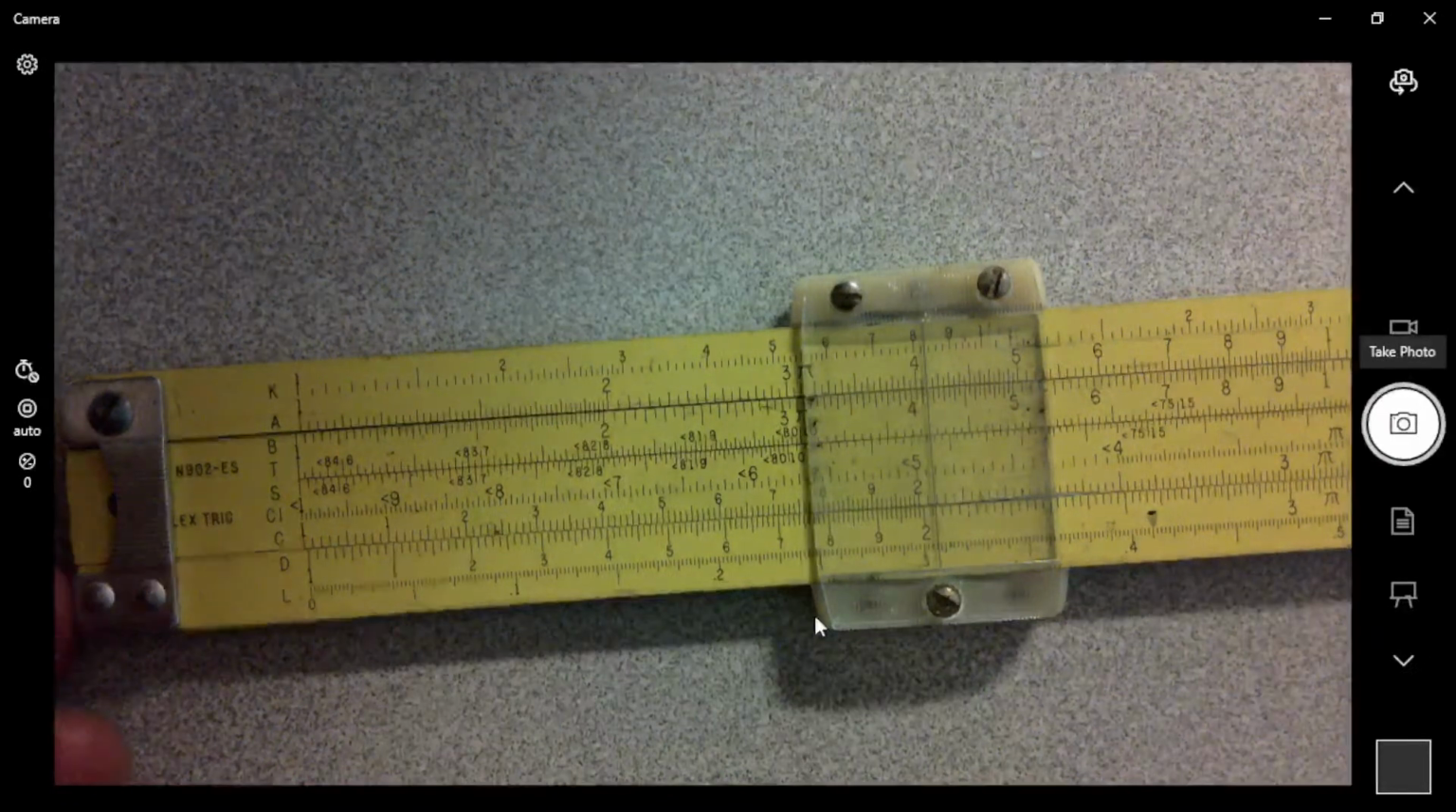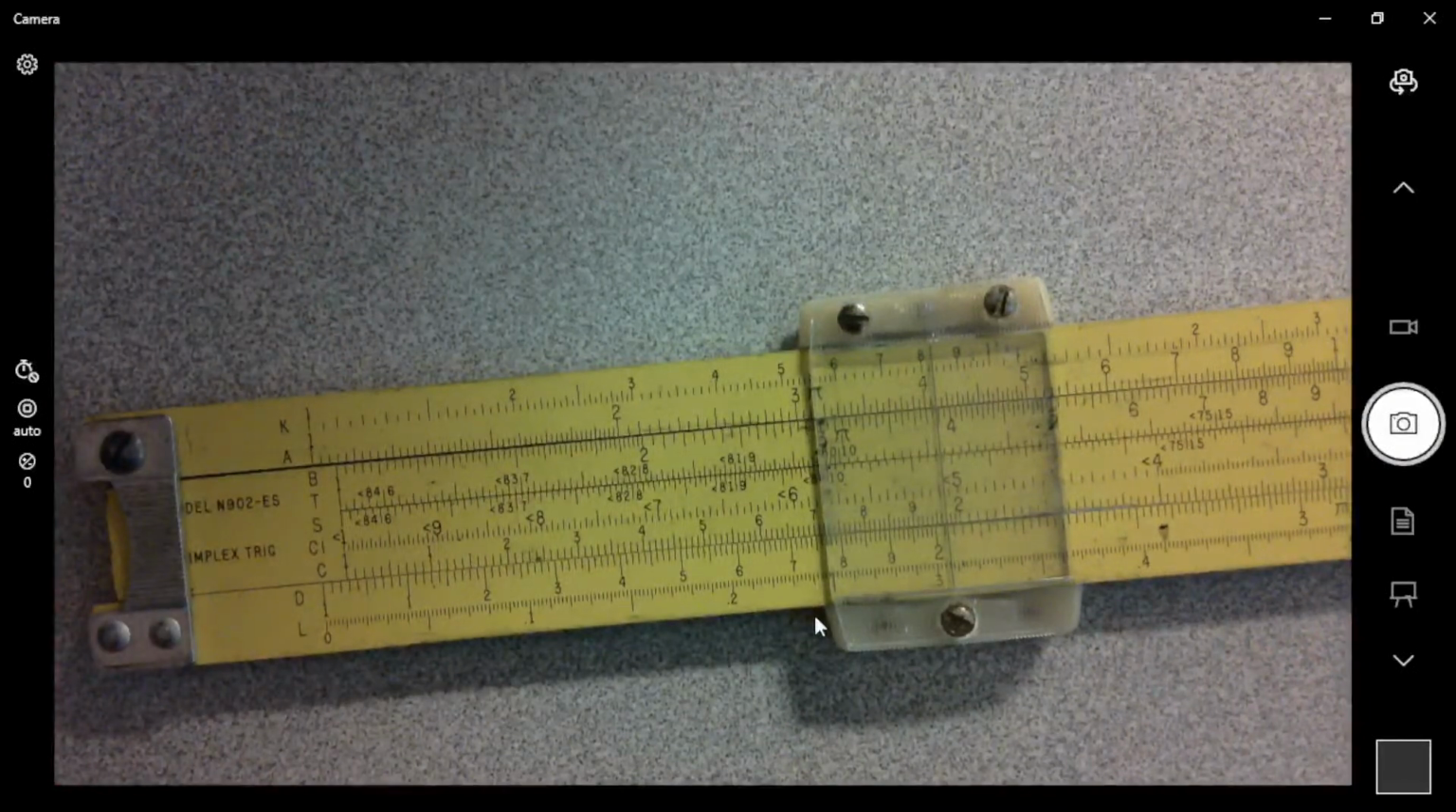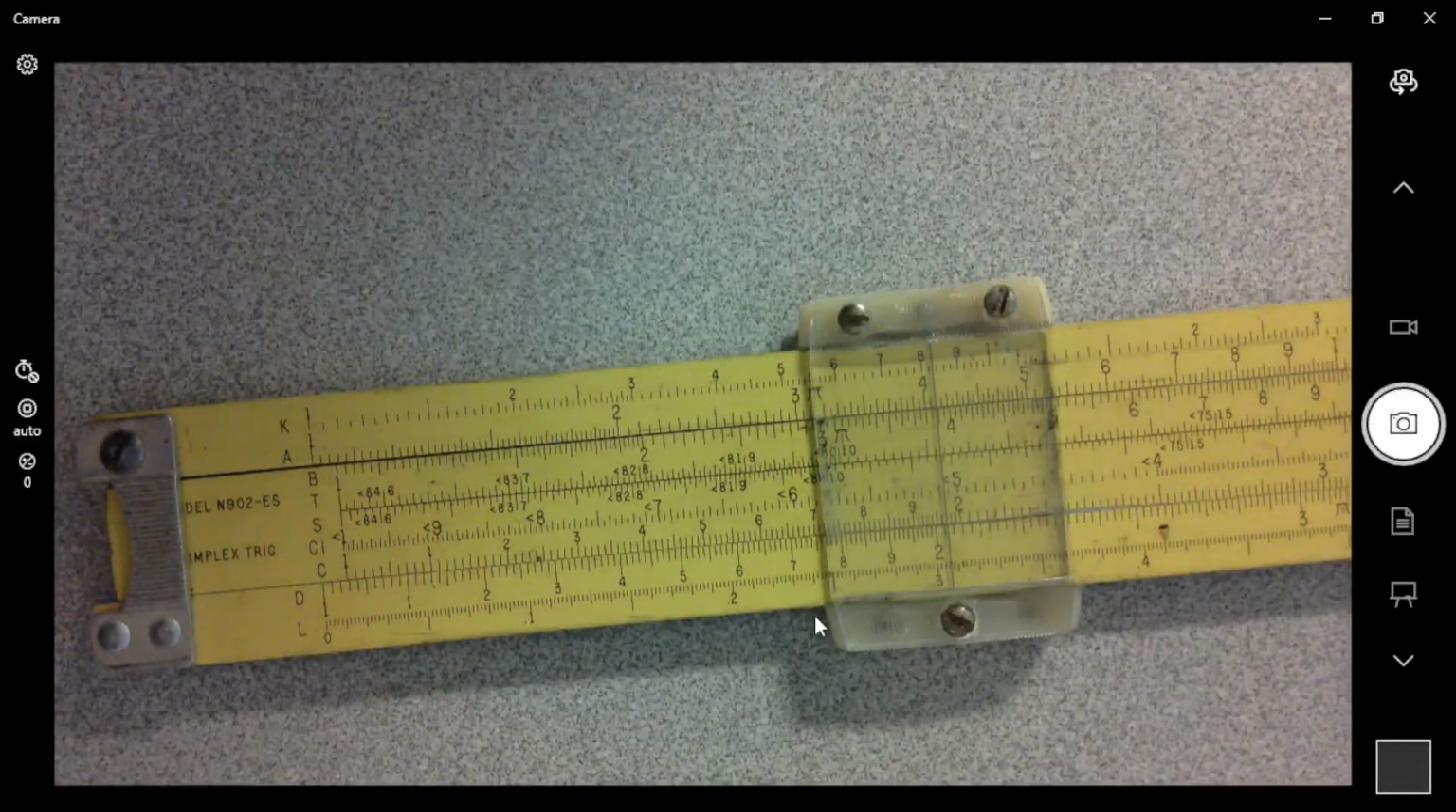The way you do this, if you want to multiply two numbers together, the first thing you do is take the numbers, how about 2 times 5? No, that's too easy.